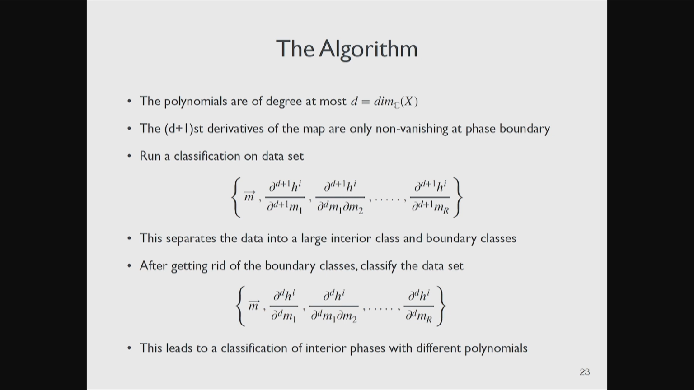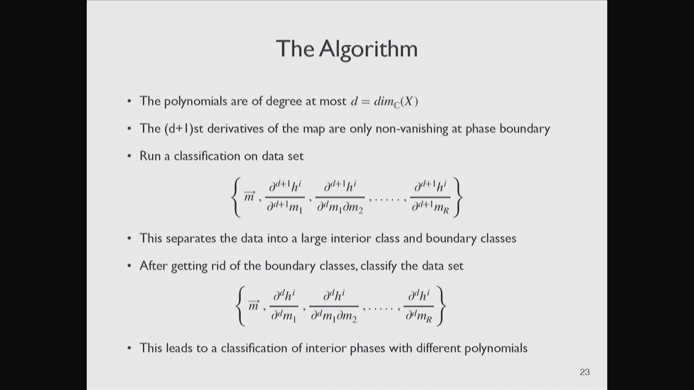The polynomials are of degrees at most d, which is the dimension of the space that we look at. So at the phase boundaries where we have the kinks, only there the d plus first derivative of the data is non-zero. This is crucial. So we run a classification on this data set. We take the space of inputs and also their d plus first derivatives in all of the variables that we have. Derivatives, you mean finite difference? Right, finite difference is how we compute them.